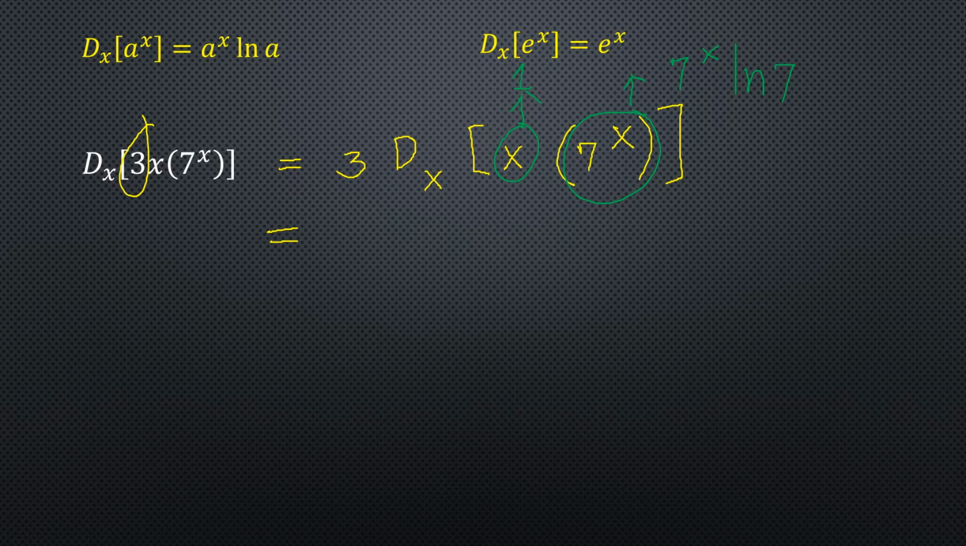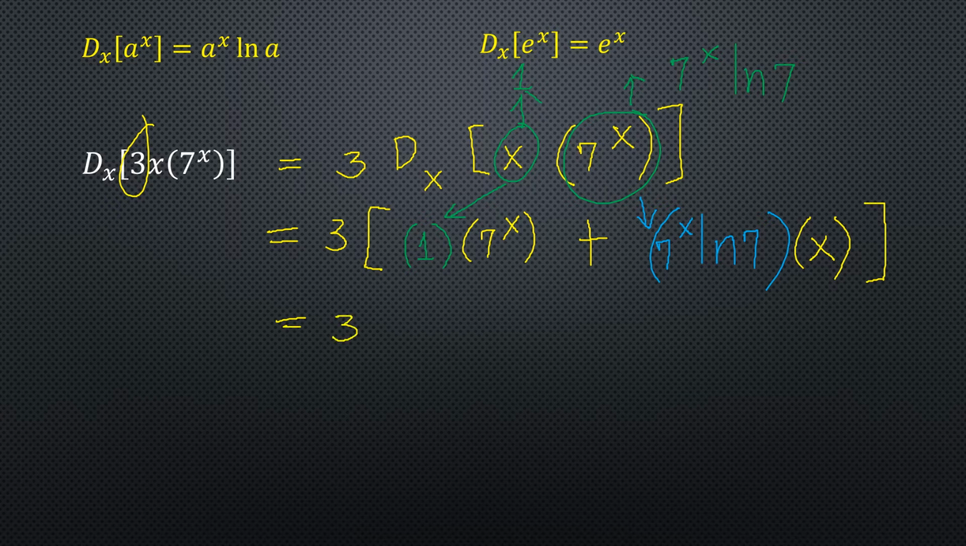So we get 3, and the derivative of the first factor is 1. Then you have to multiply that to the second factor, 7 raised to x. Then plus, and the derivative of the second factor, 7 raised to x, is 7 raised to x ln of 7, and then you multiply that to the first factor, which is x. So we now have 3 times 7 raised to x plus 7 raised to x ln of 7, and there is x here, so x.